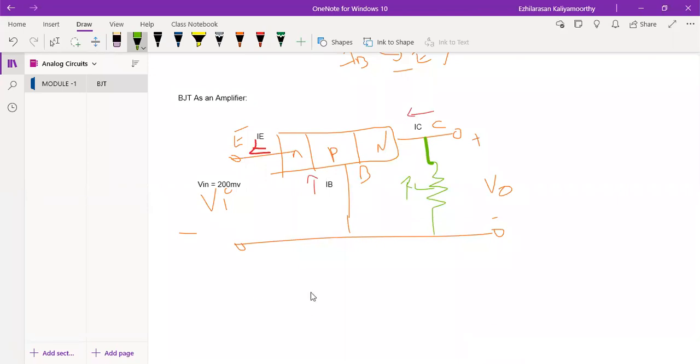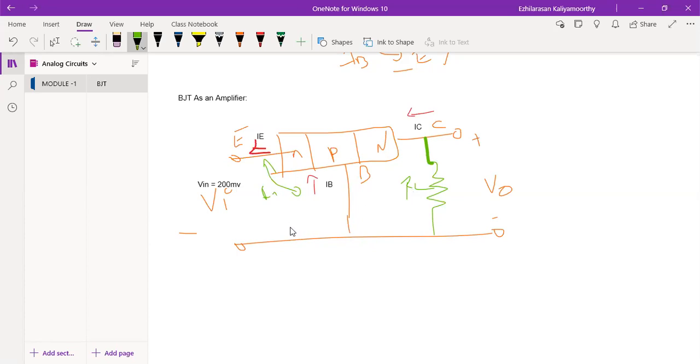Now let us consider this amplifier. You need to assume we are operating in the active region, because we are going to consider this as an amplifier. To operate in the active region, the emitter-base should be forward biased, then the collector-base also should be forward biased. If both are forward biased, then we can operate in the active region.